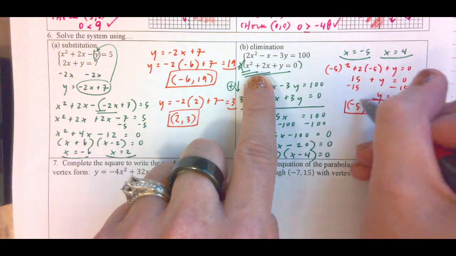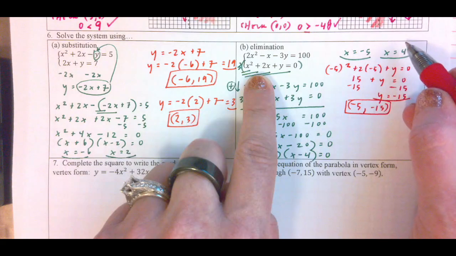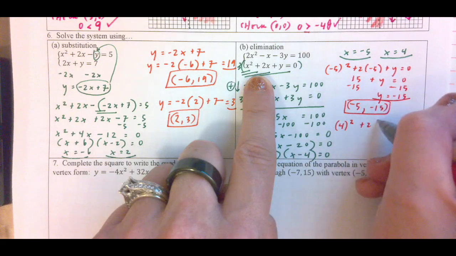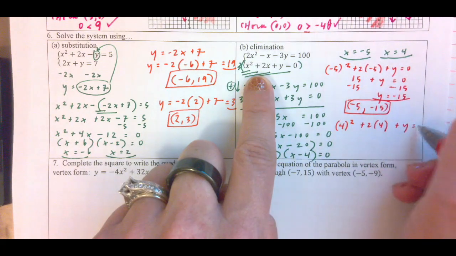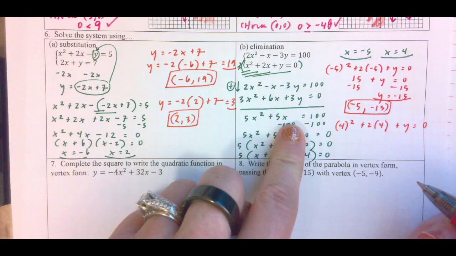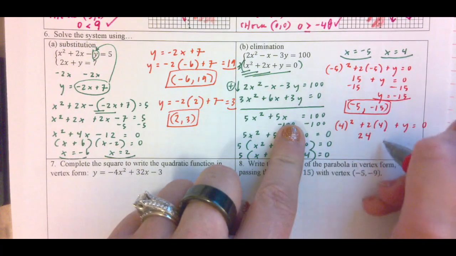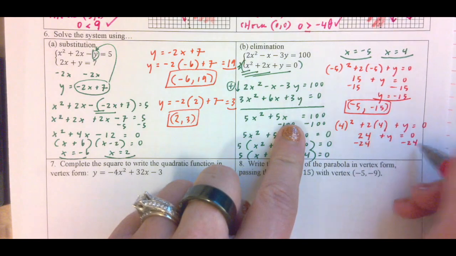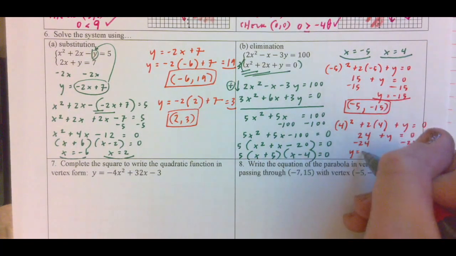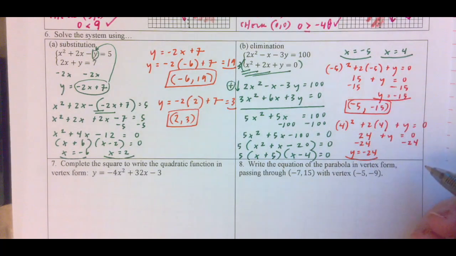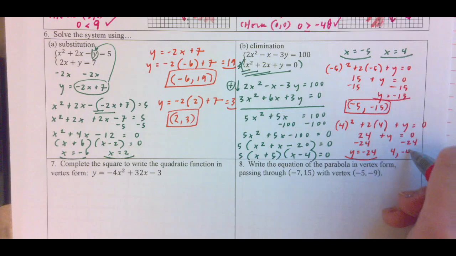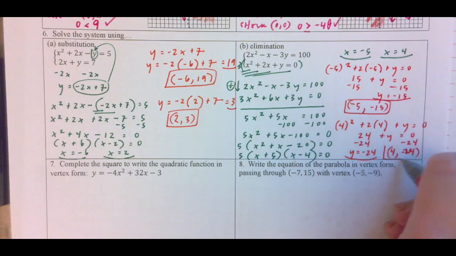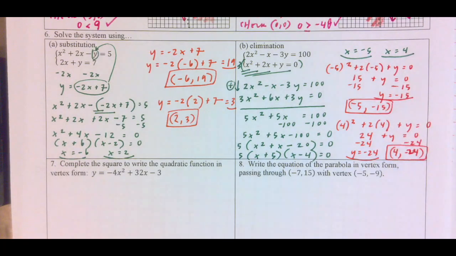And if I do the same thing for the second one, here I have 4 squared plus 2 times 4 plus y equals 0. So I have 16 plus 8, 24 plus y equals 0. Take away that 24, y equals negative 24. So my second solution would be 4 comma negative 24. So those would be the 2 points of intersection.